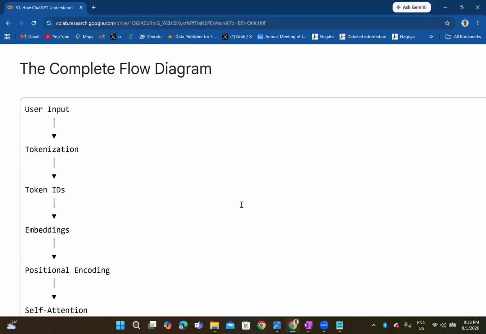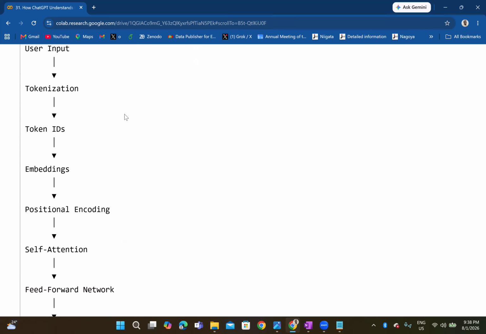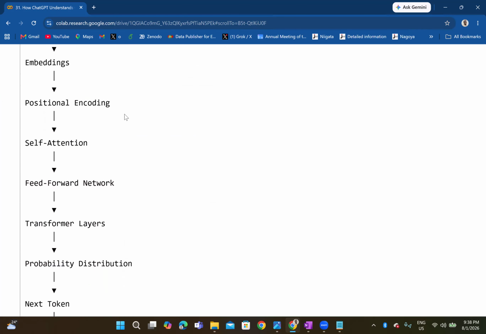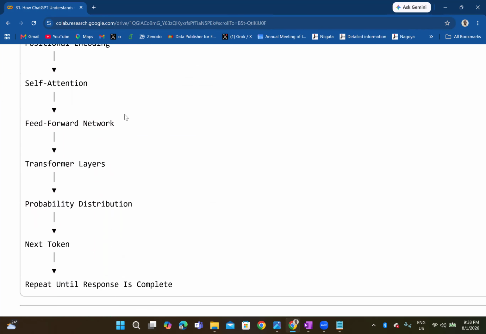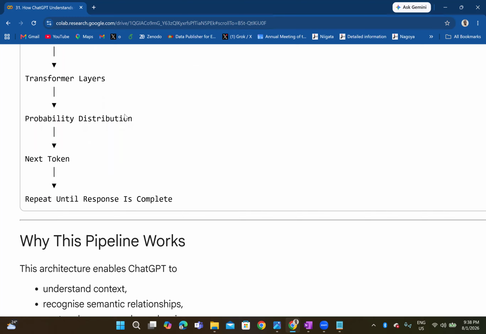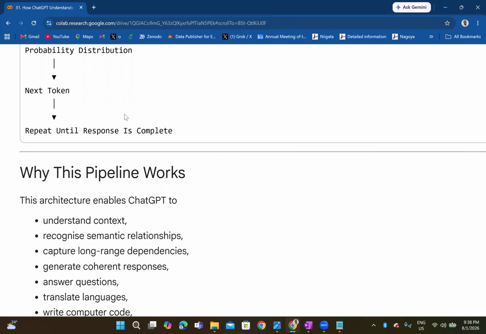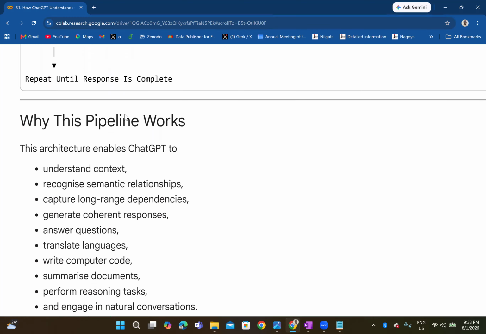Then you have the complete flow diagram. So user input, that's your prompt. Then you have tokenization going on. Then you have token IDs, embeddings, positional encoding, self-attention, feed-forward network, transformer layers, probability distribution, the next token, and you repeat until the response is complete.